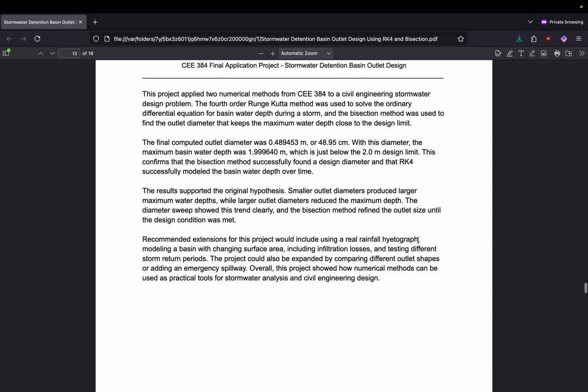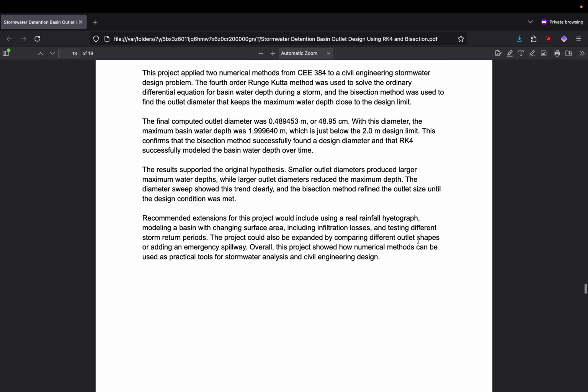In conclusion, the project showed how numerical methods can be used for a practical engineering design problem. RK4 was used to simulate the basin water depth over time, and bisection was used to solve for the required outlet diameter. The final diameter of 0.489 meters kept the maximum basin depth just below the 2-meter limit. The results supported the original hypothesis that smaller diameters increase maximum basin depth and larger diameters reduce it.